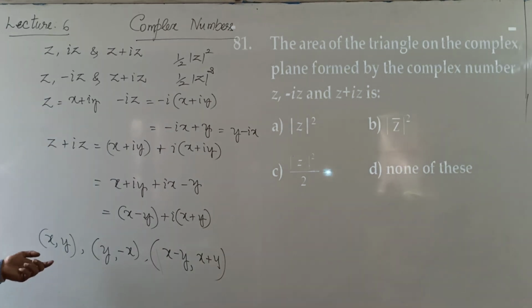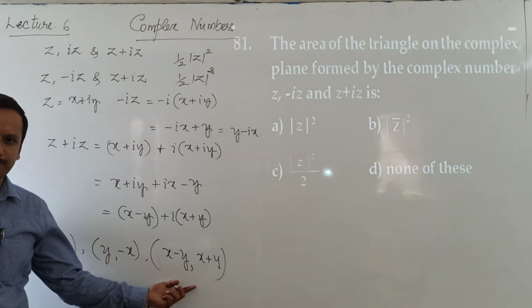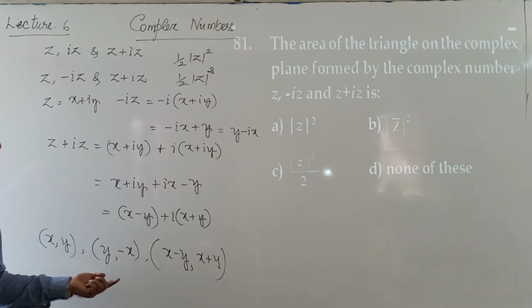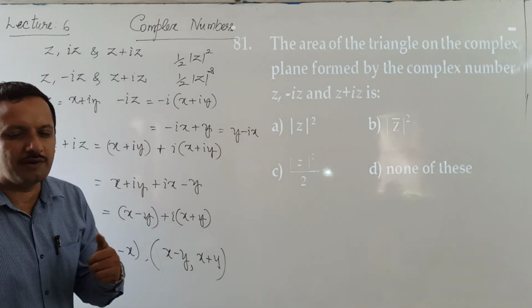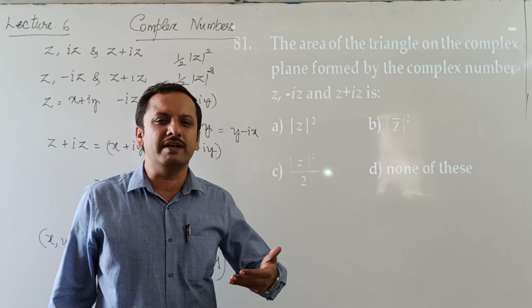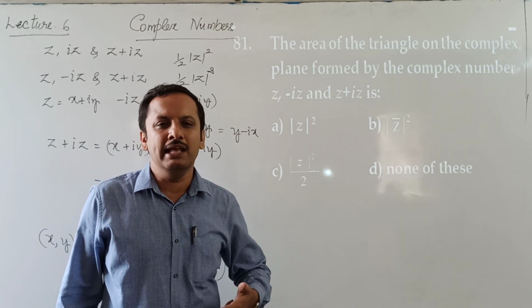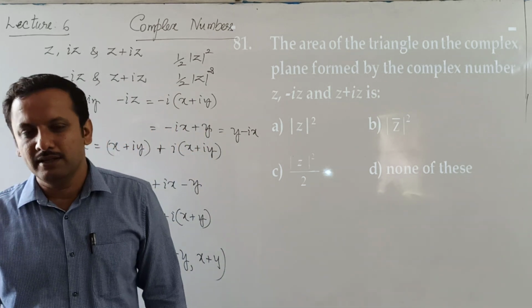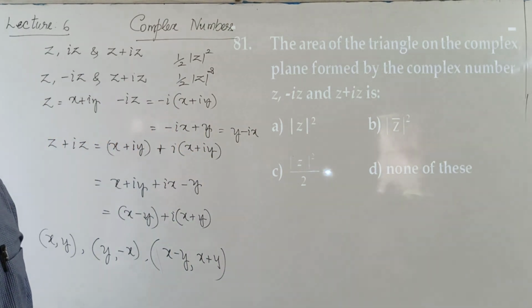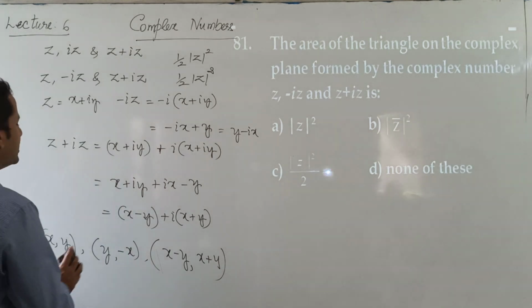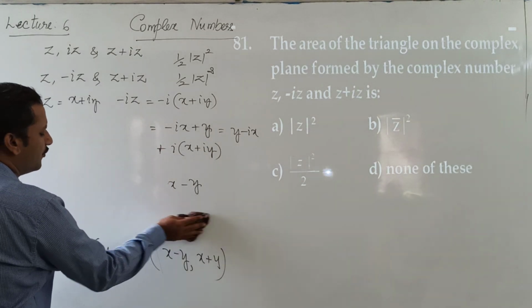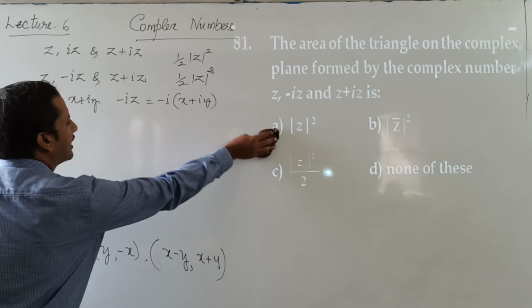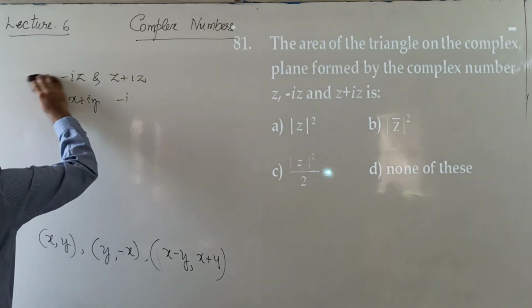Okay, so now we have 3 points. I can call them (x1, y1), (x2, y2) and (x3, y3). If (x1, y1), (x2, y2) and (x3, y3) are the 3 vertices of a triangle, then what is the formula to find the area of that triangle? You already learnt determinants. Through determinants, there is one formula to find the area of the triangle. What is that formula?